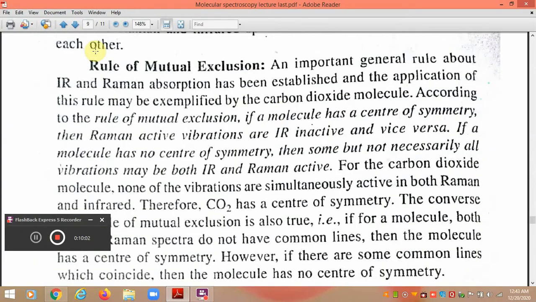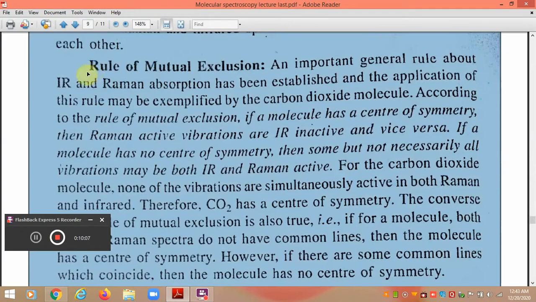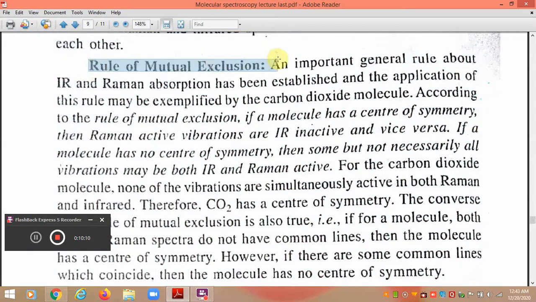This rule of mutual exclusion is very important for you all to discuss the different modes of vibration in a certain molecule. This is the important general rule about IR and Raman absorption, and the application of this rule may be exemplified for the carbon dioxide molecule. According to this rule of mutual exclusion, if a molecule has a center of symmetry, which is very important, then the Raman active vibrations are IR inactive, and IR active vibrations are Raman inactive, meaning vice versa.